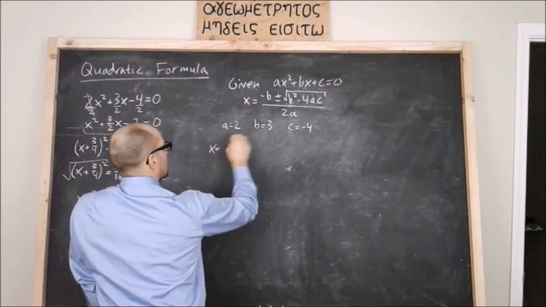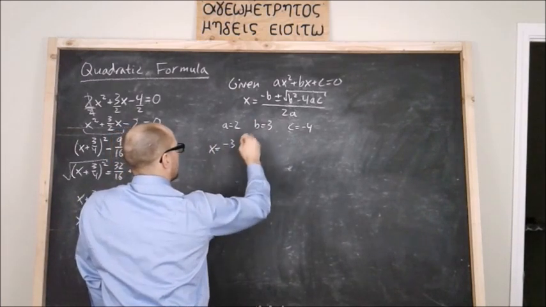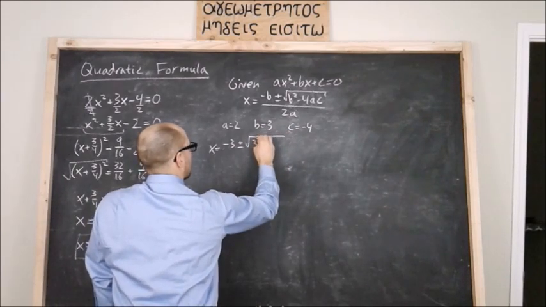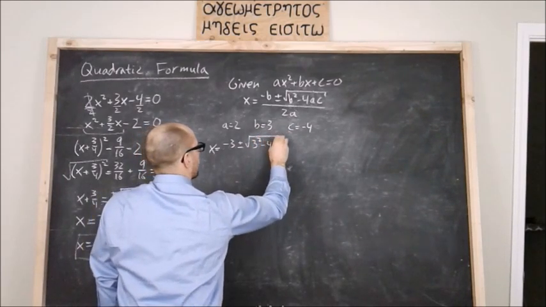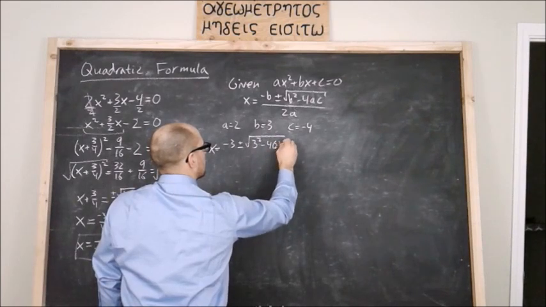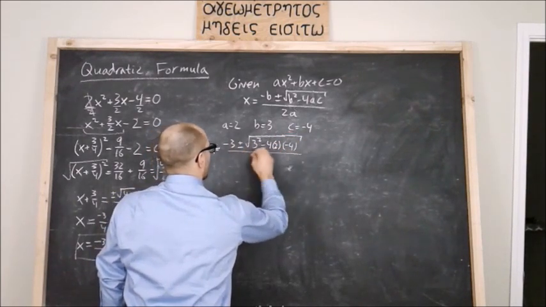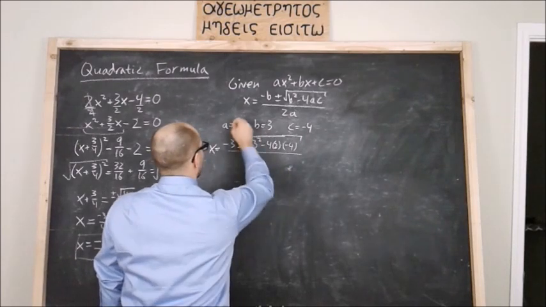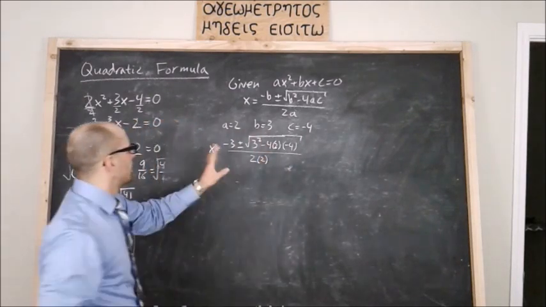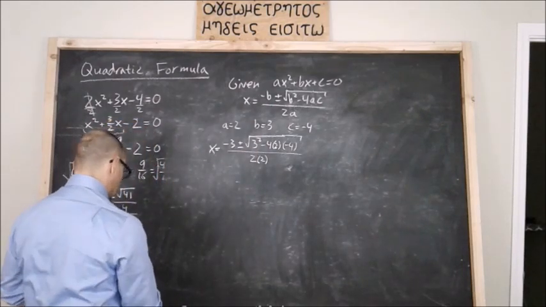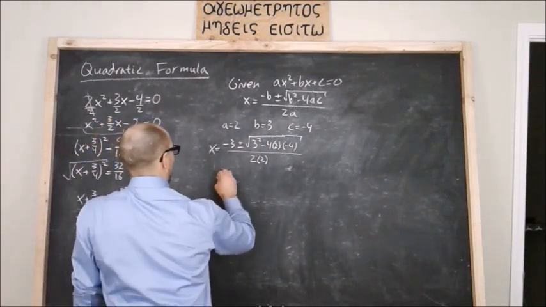X equals, so B, we're going to have negative 3 plus or minus, well, what's 3? I'll write it out. 3 squared minus 4 times A, which is 2, C is negative 4, all over 2A. A is 2. Okay, so I've just plugged in the numbers into that. Now I can do some cleaning up.